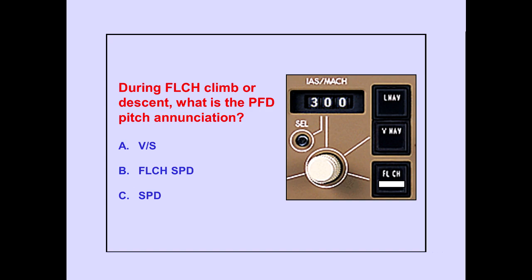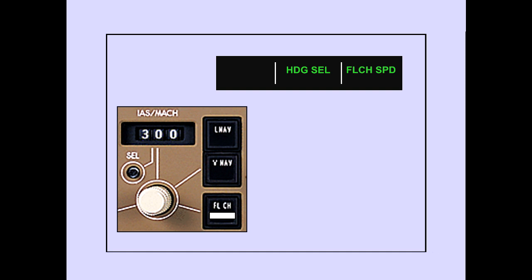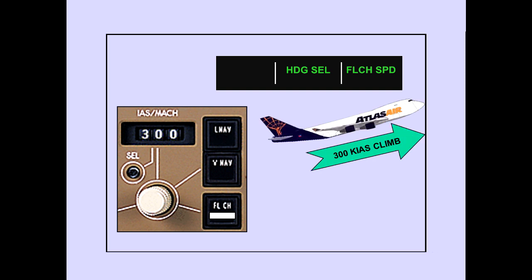Question. Answer B is correct. When flight level change speed is displayed, airplane pitch is controlled to achieve the speed in the IAS Mach window.